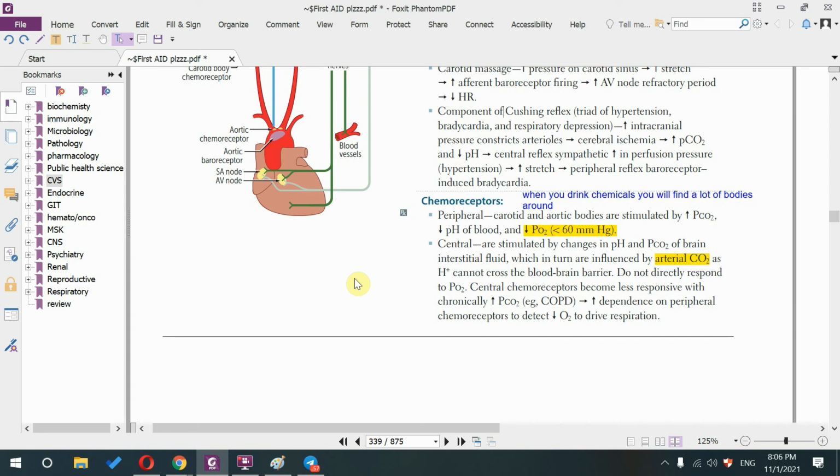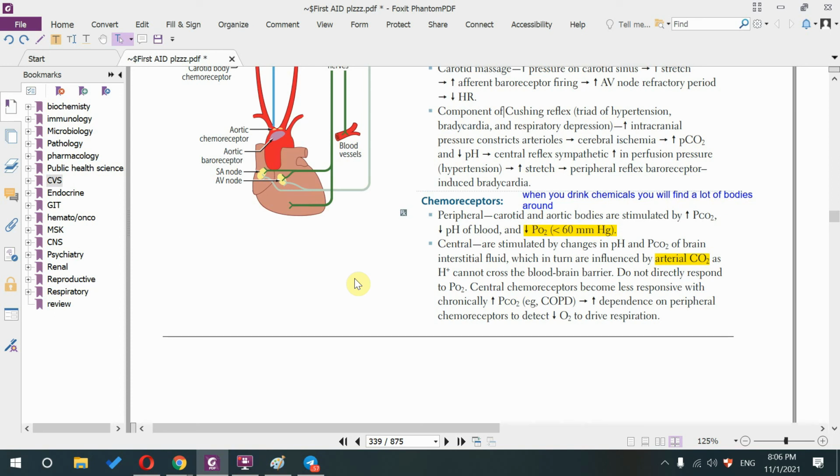While there are chemoreceptors also in your brain, you need to keep in mind one thing. In your brain, mostly, it is about the CO2, not the O2. So, they write central, they are stimulated by changes in the pH and the PCO2 of the brain interstitial fluid, which in turn are influenced by the arterial CO2 as protons cannot cross the blood-brain barrier. So they do not directly respond to the PO2.